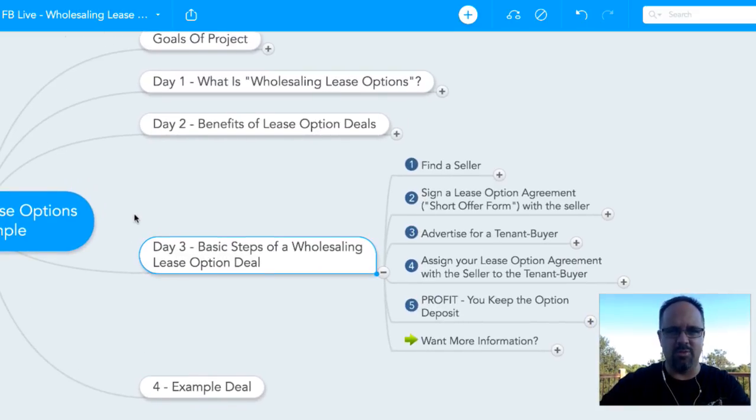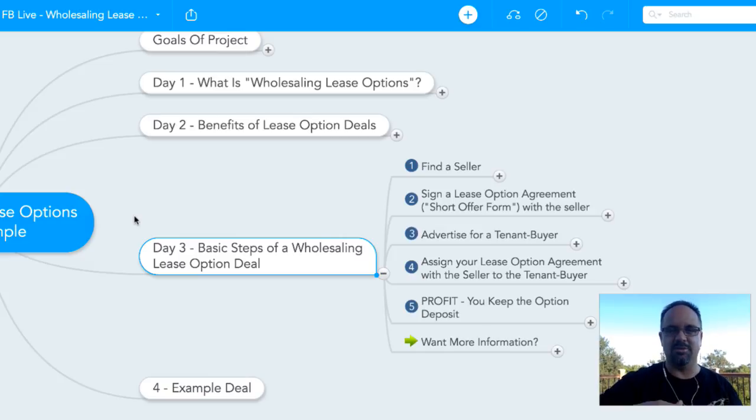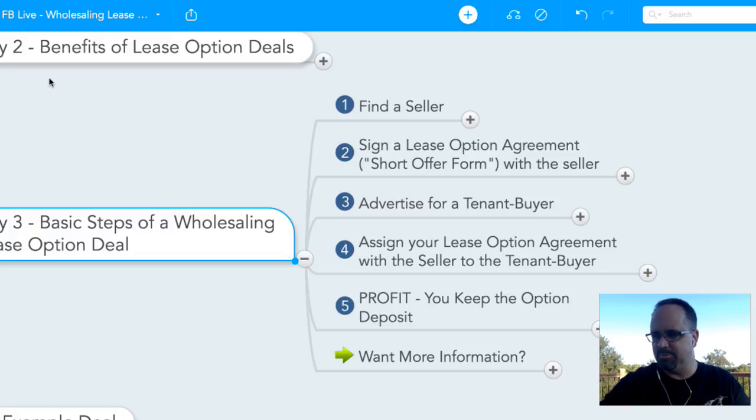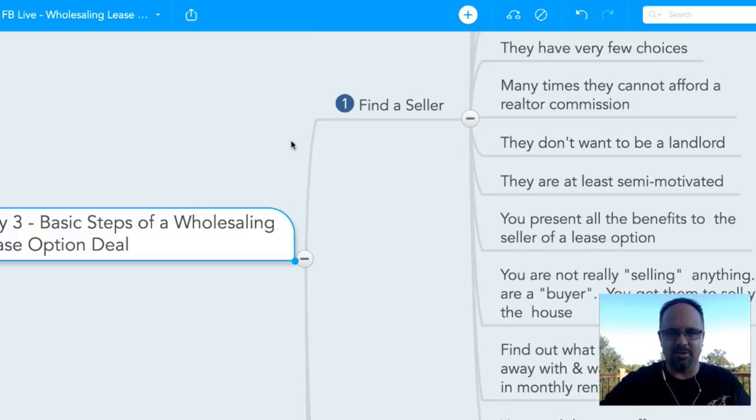First day we talked about what is wholesaling lease options. The second one we talked about the benefits of lease option deals. And today I'm going to talk about the basic steps of wholesaling a lease option deal, okay? Make sure you can see this. The first step is really simple. You got to find a seller, right? You got to find a seller.